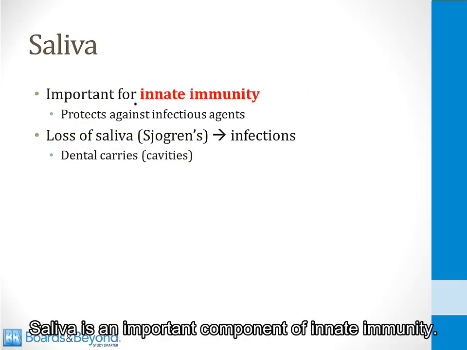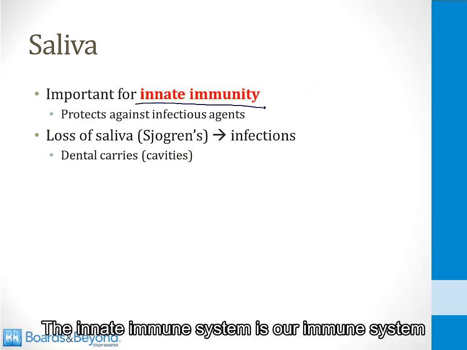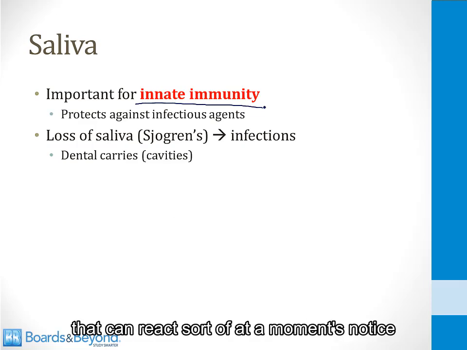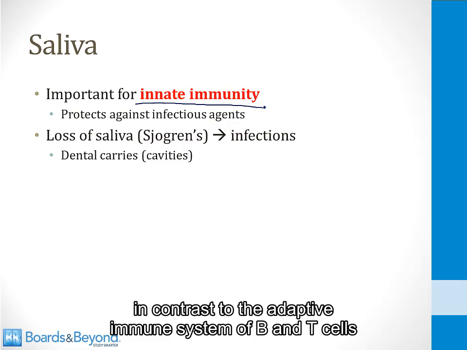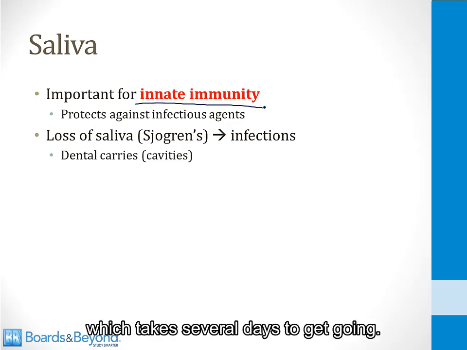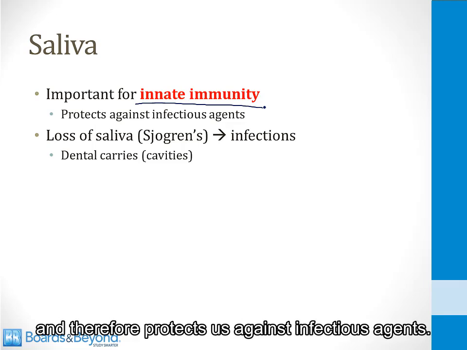Saliva is an important component of innate immunity. The innate immune system is our immune system that can react at a moment's notice, in contrast to the adaptive immune system of B and T cells, which takes several days to get going. Saliva is part of the innate immune system and therefore protects us against infectious agents.